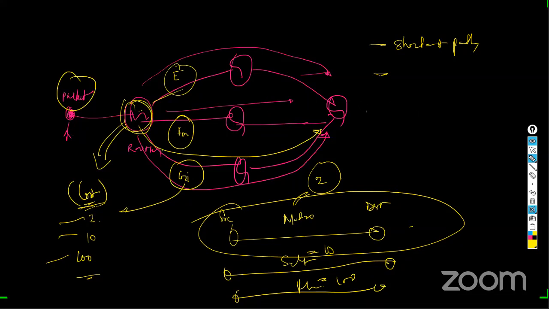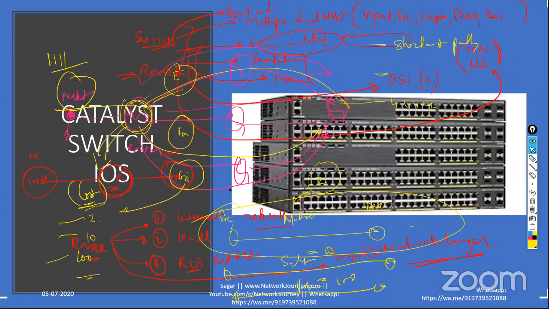connect two different networks. So on this side I have 4.4.4, on this side I have 1.1.1.1. So basically the router is interconnecting. That's the basic definition of a router, and it's a layer 3 device.